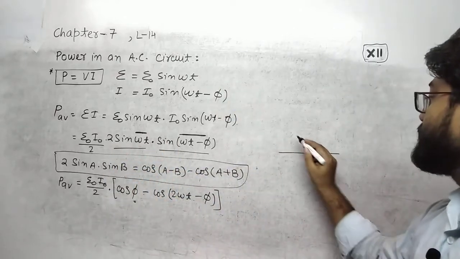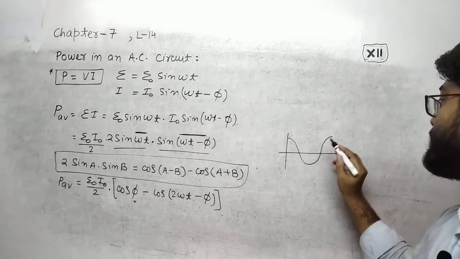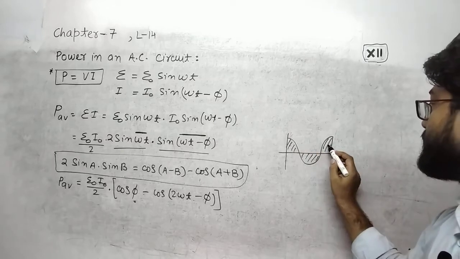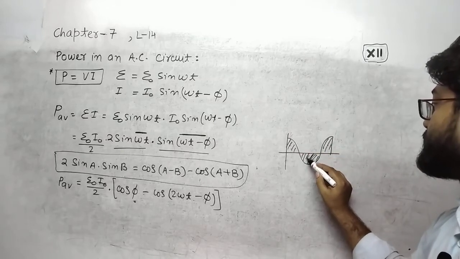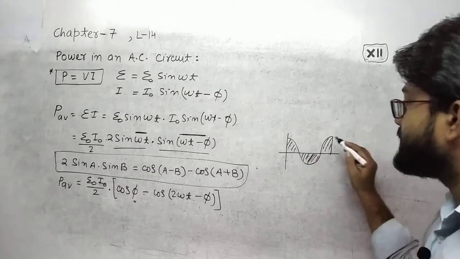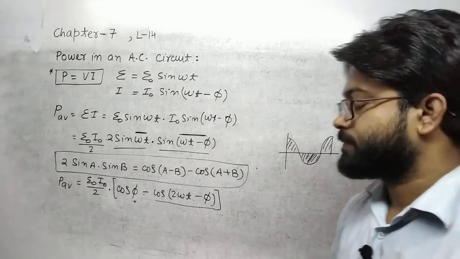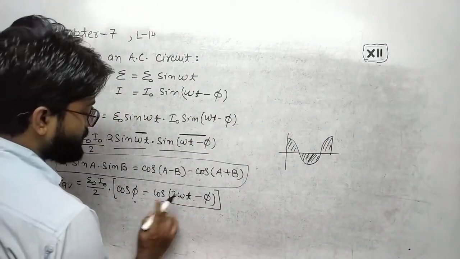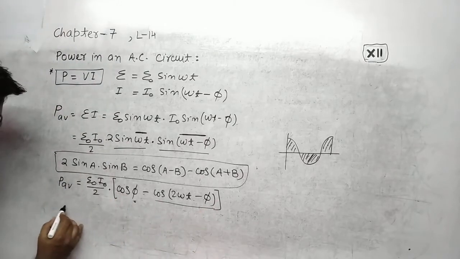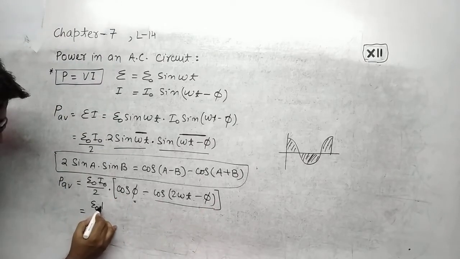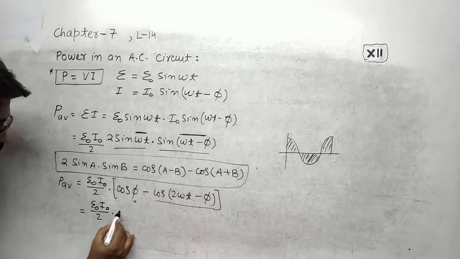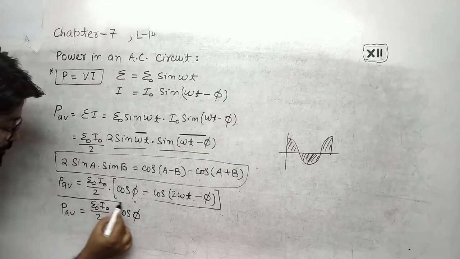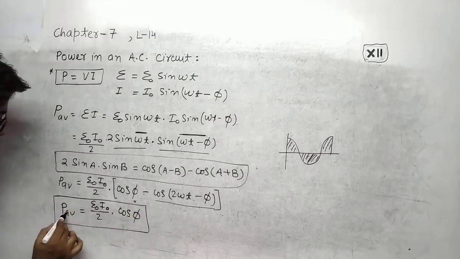Because the cos function is like that. Each positive value is balanced by the same negative value, so in a complete cycle this term will be 0. In a complete cycle cos (2 omega t minus phi) is 0. Here only E naught I naught upon 2 cos phi remains. This is the formula for average power.